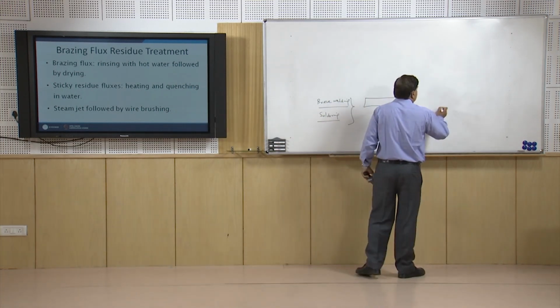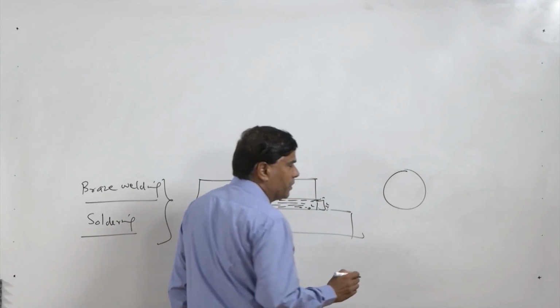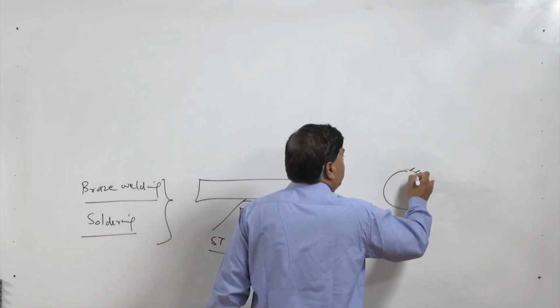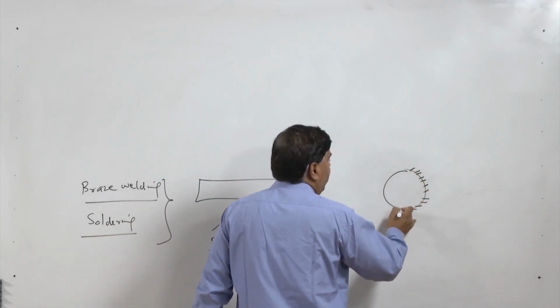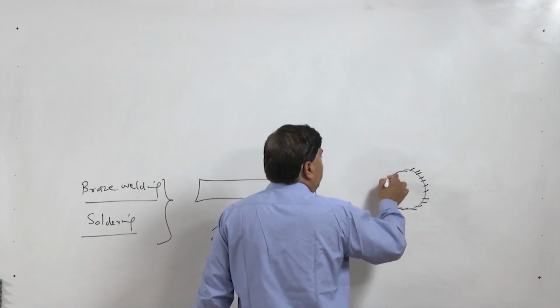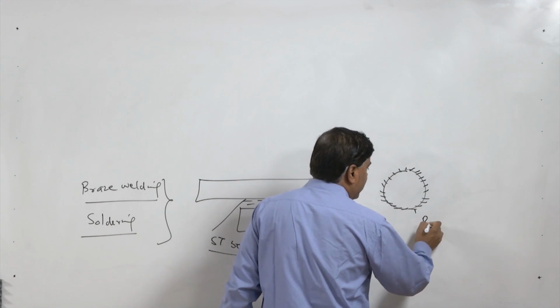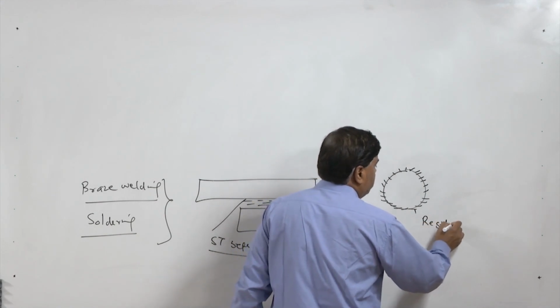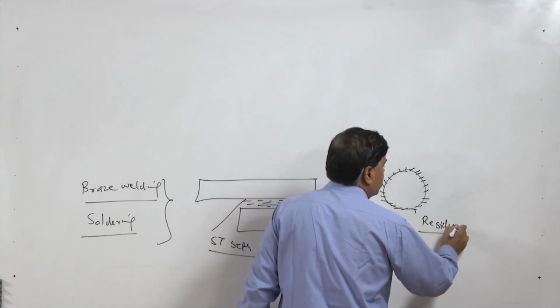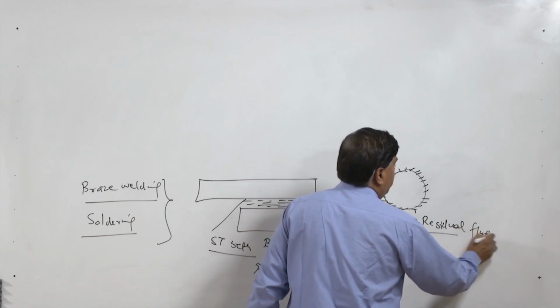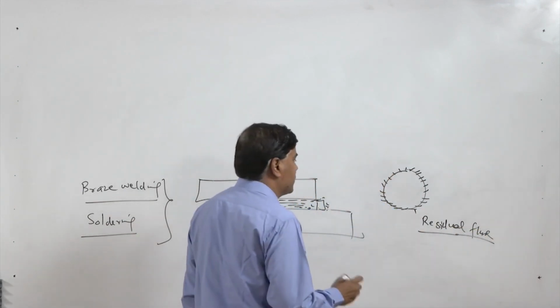So we will see that, say if this is the circumference where the joint is made, then all the flux will be segregated at the outside, because it is pushed in the course of the soldering process. This is called residual flux, which must be removed, because these fluxes are corrosive in nature.